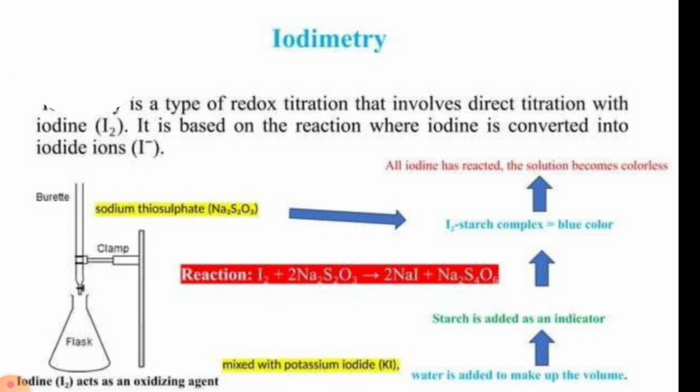Starch is added as an indicator and the reaction takes place: I2 plus 2Na2S2O3 gives 2NaI plus Na2S4O6. The I2 starch complex is blue in color, and when all the iodine has reacted, the solution becomes colorless.